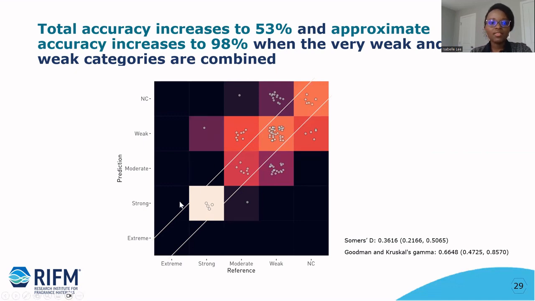So to test this hypothesis, we decided to combine the weak and very weak ranges for the predicted values and the reference data set. And what we observed was that the total accuracy increased to 53% and the approximate accuracy increased to 98%. So about 98% of all of the materials were captured within this prediction model, meaning that we maybe have a little bit of work to do to answer for the very weak range of prediction for this model.